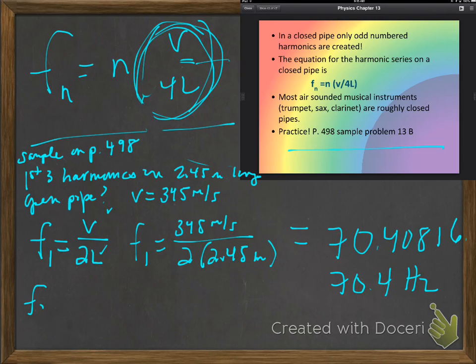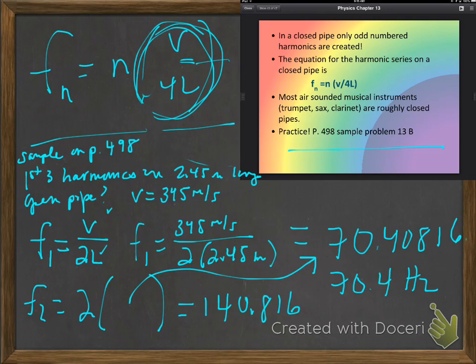Now, to find the second, we just take 2 times that. We get 140.816, etc. With sig figs, that would be 141 hertz. And I think you can probably find the third harmonic on your own.